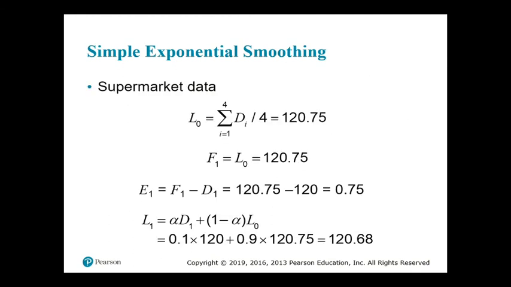So again, using our supermarket data, say we now have 4 weeks of data. We first initialize L0 as the average of these 4 data points. We have calculated that it is 120.75. From there, we get that the forecast for week 1 is 120.75. And of course, actually, we don't need to forecast week 1 because we already observed the demand for week 1. The reason why we calculate this forecast is to eventually generate the forecast for week 5.